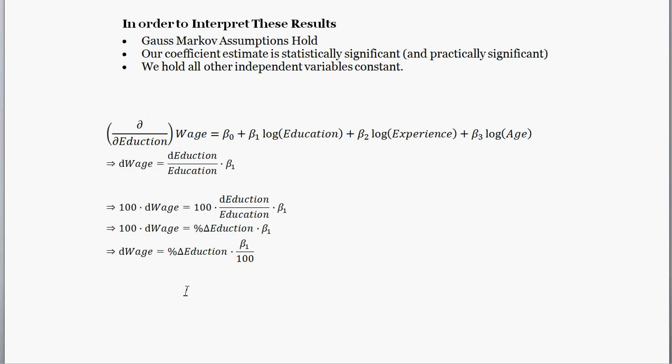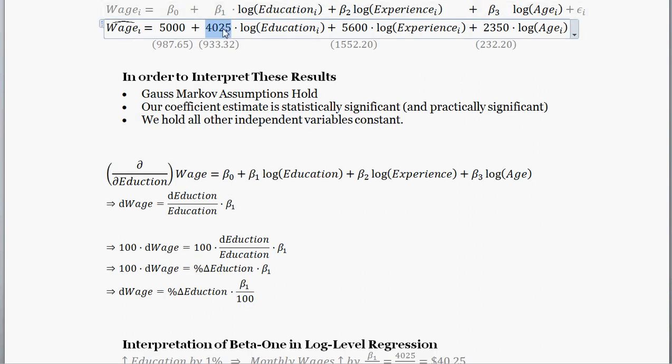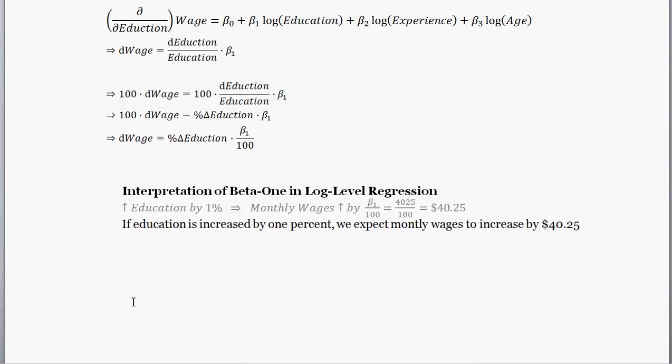So let's do that with our education example. Our estimate for beta 1 here is 4,025. It's statistically significant, we're going to say it's practically significant, we're going to say that the Gauss-Markov assumptions hold, and we're holding all the other variables constant. What does this 4,025 mean? It means that if we were to increase education by 1%, then we would expect monthly wages to increase by beta divided by 100, which is 4,025 divided by 100, which is $40.25.